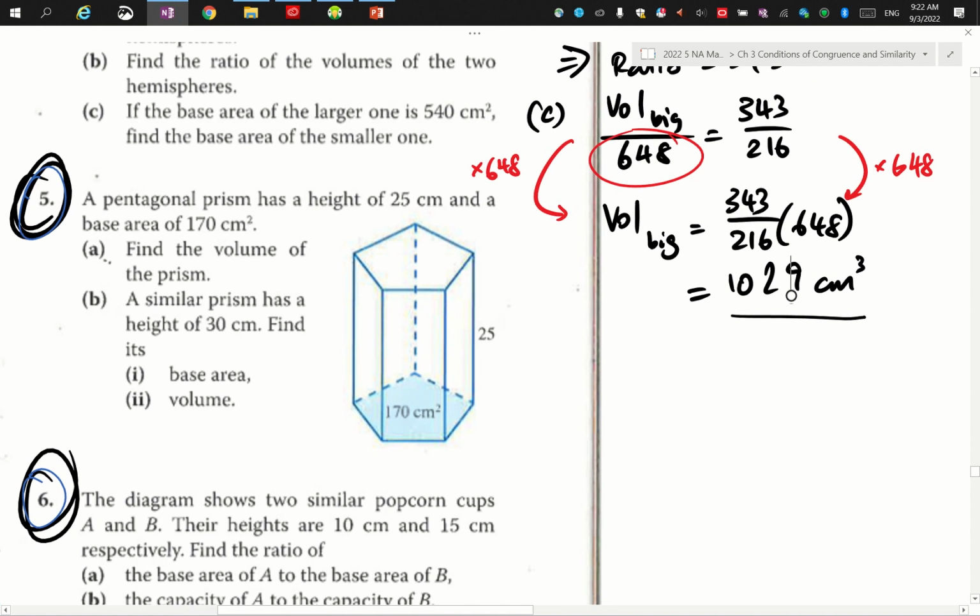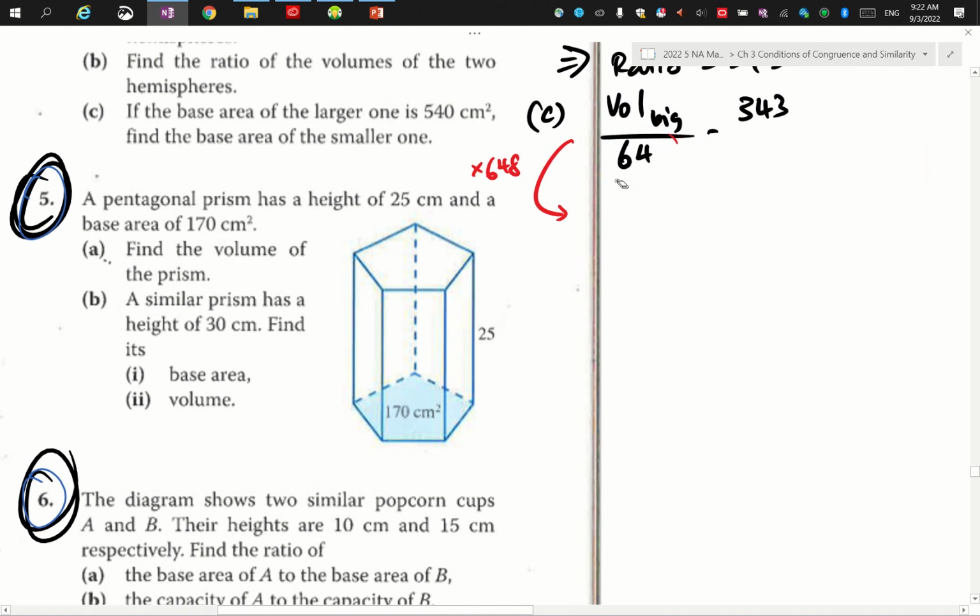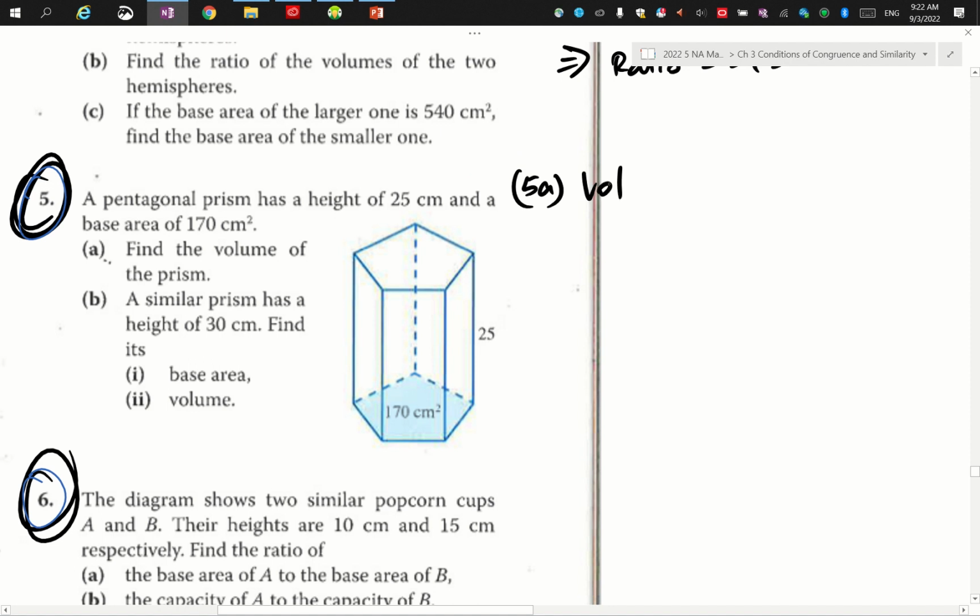Question 5. Pentagonal prism. Height 25. Base area 170. Find the volume. Okay, so recap. Volume of a prism. Base area times perpendicular height. This is the base area. This is the perpendicular height. So 170 times 25. 4250.